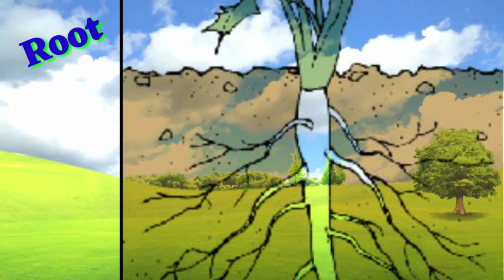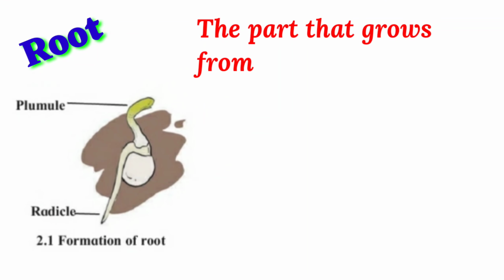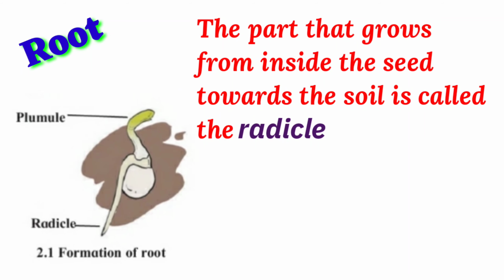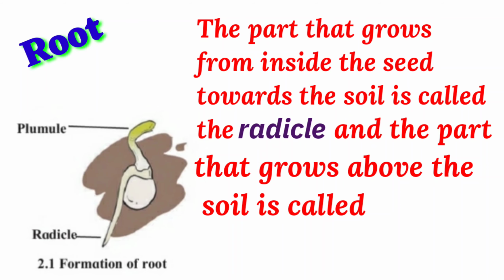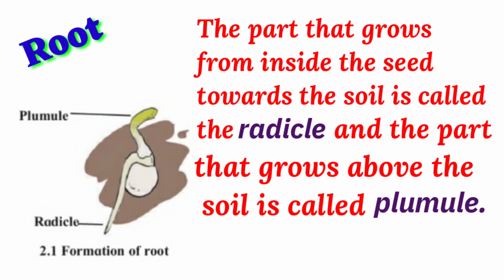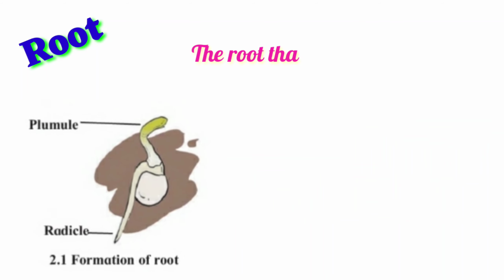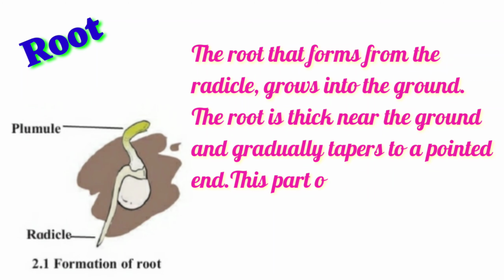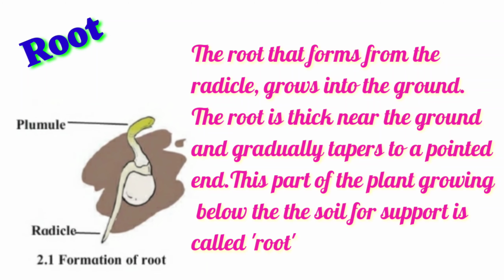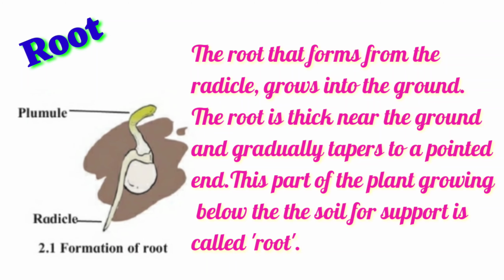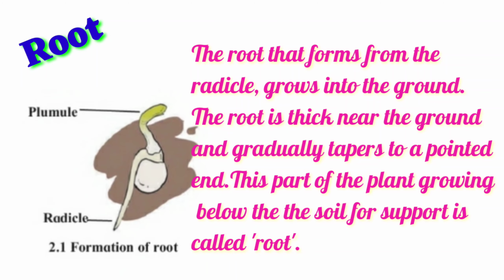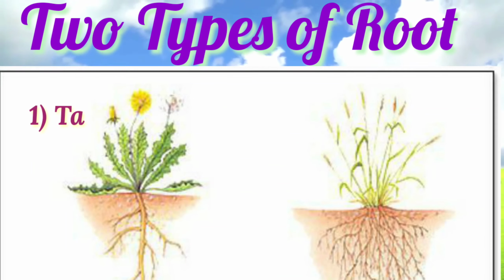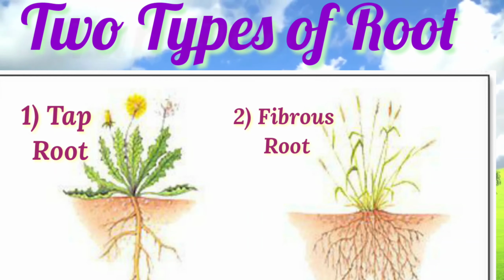Root. When we sow a seed, the part that grows from inside the seed towards the soil is called a radicle, and the part that grows above the soil is called a plumule. The root that forms from the radicle grows into the ground. The root is thick near the ground and gradually tapers to a pointed end. This part of the plant growing below the soil for support is called root. There are two types of roots, that is taproot and fibrous root.